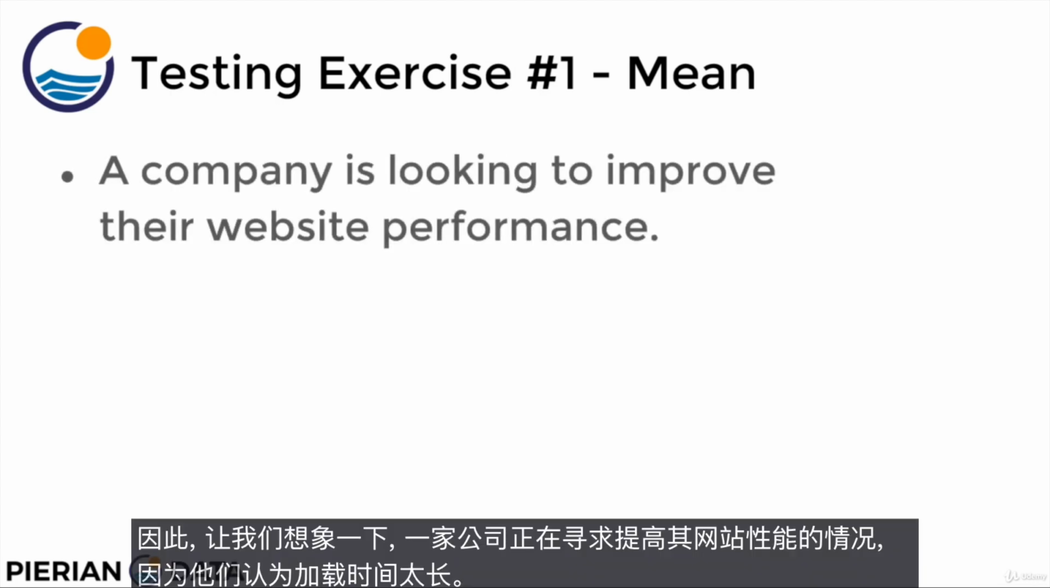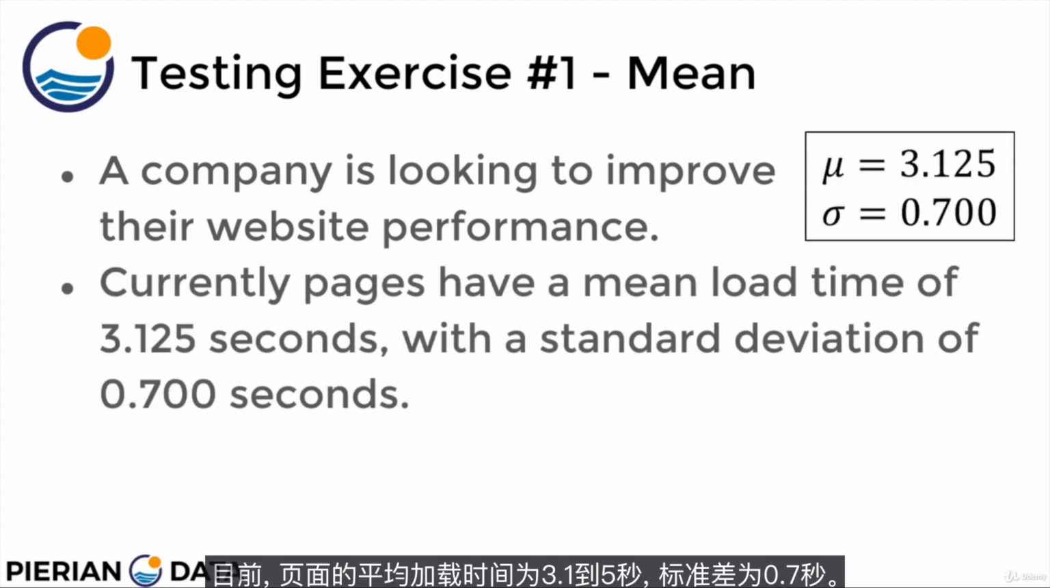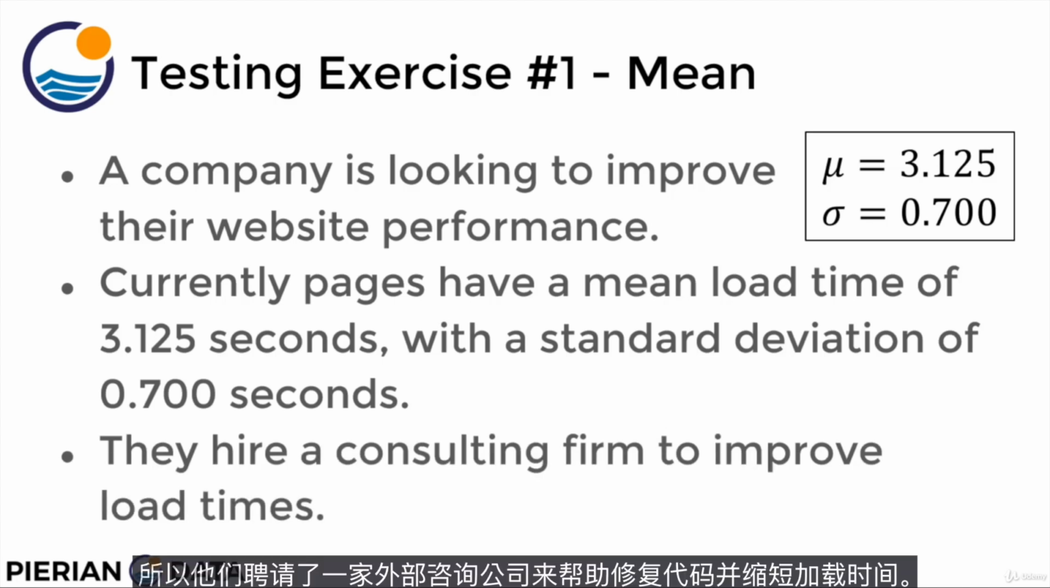So let's imagine this situation. A company is looking to improve their website performance because they think the load times are too long. Currently, pages have a mean load time of 3.125 seconds, with a standard deviation of 0.7 seconds. So they hire an outside consulting firm to help fix the code and improve the load times.